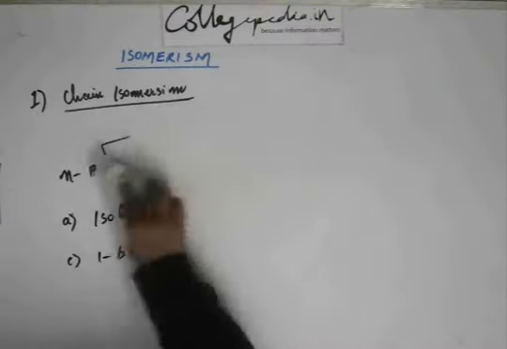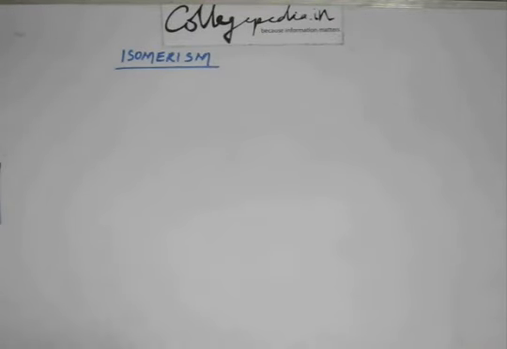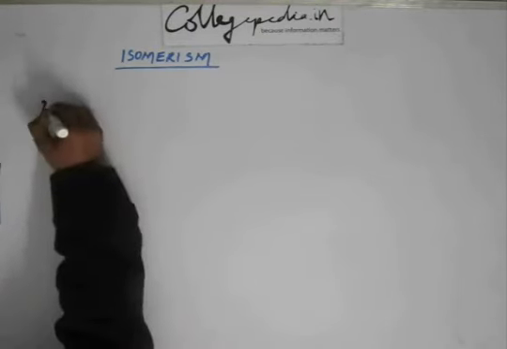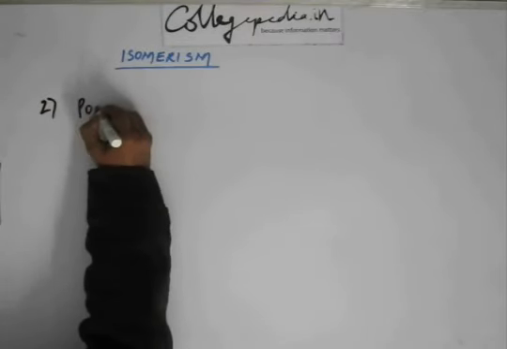That's about chain isomerism, the first kind of structural isomerism. Let's move on to study the next class of structural isomerism, that is position isomerism.